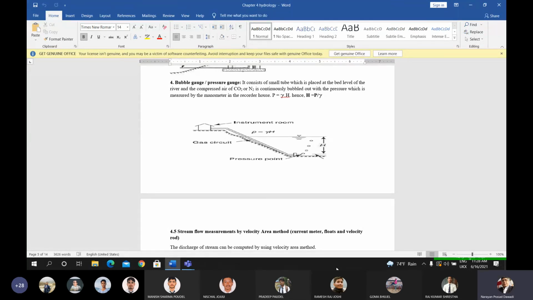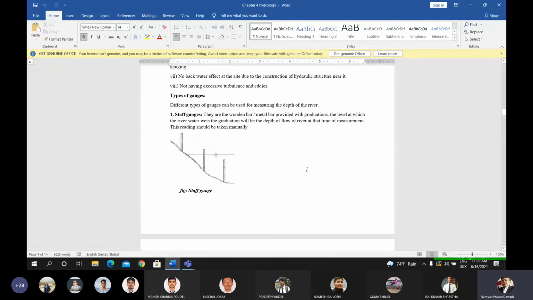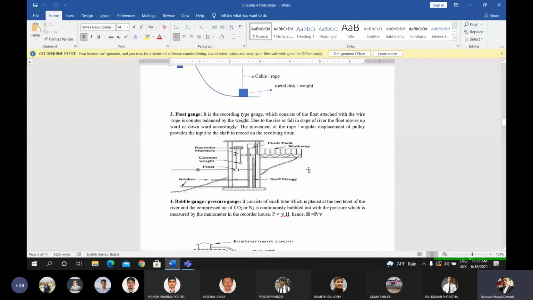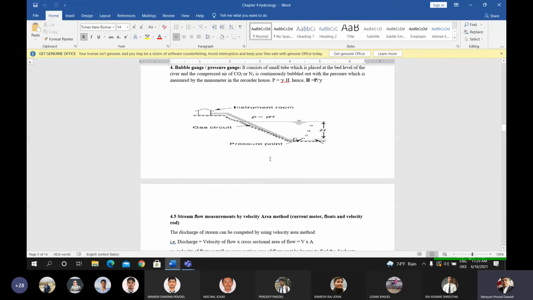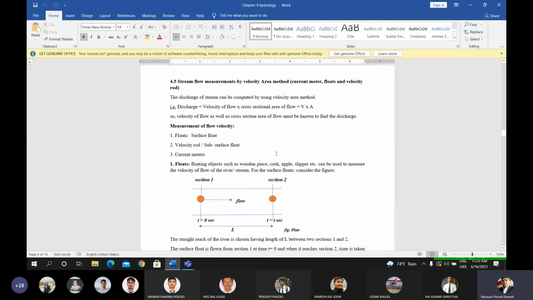Okay, this is the bubble gauge. These are the different types of gauge. Four types of gauge are discussed here: that is strap gauge, wire gauge, float gauge, and the pipe gauge or pressure gauge. Okay, bubble gauge. Now, 4.5, the stream flow measurement.